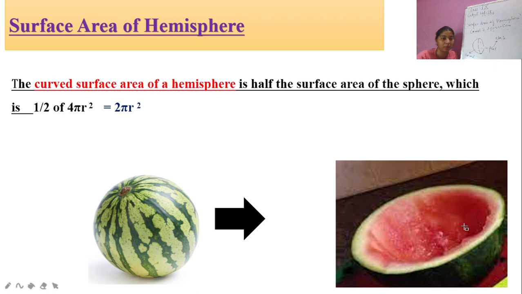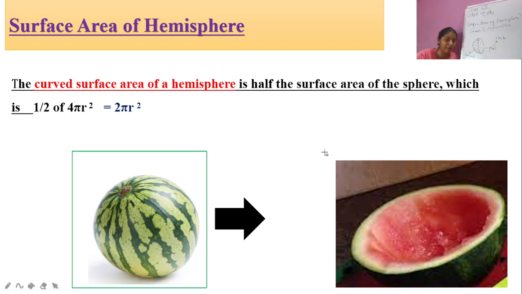So for the curved surface area, students, what do you require? Only the curved part, only the curved part. This part you require. You don't require this flat part. Leave the flat part which is in the shape of a circle. See, my brother has eaten the second hemisphere of the same watermelon. The one hemisphere I have not eaten.